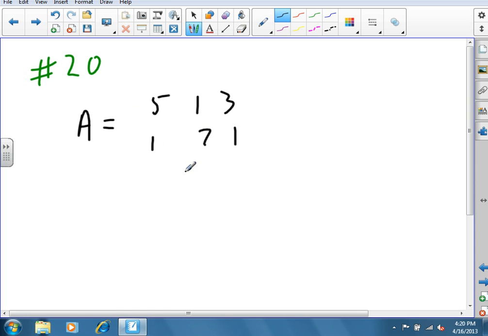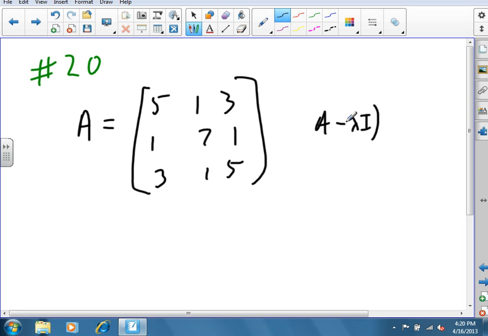513, 171, 315. And the determinant of A minus lambda I is equal to 0. So I got 5 minus lambda, 1, 3, 1, 7 minus lambda.